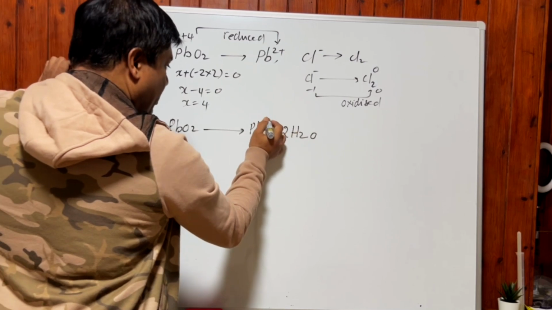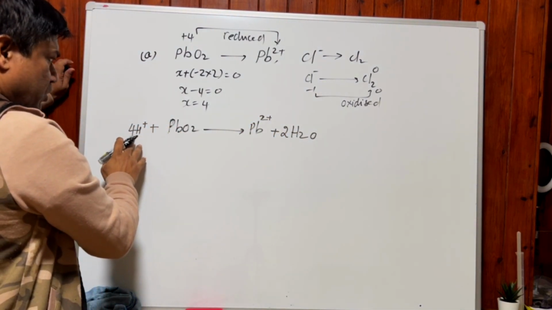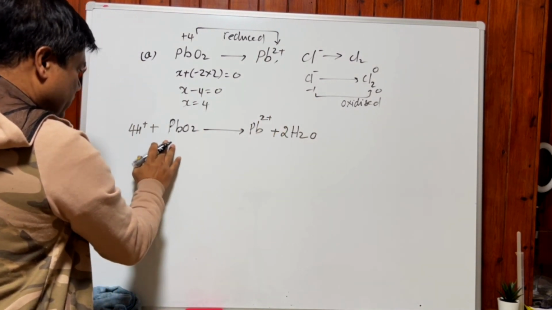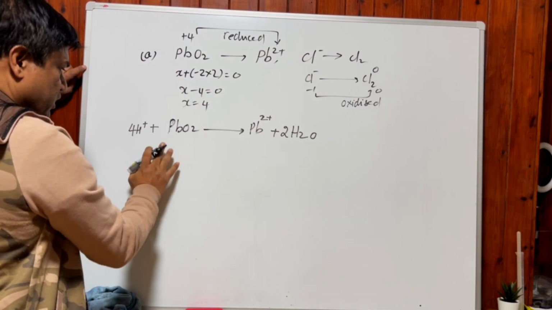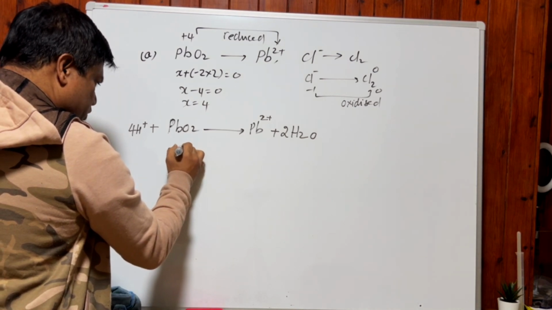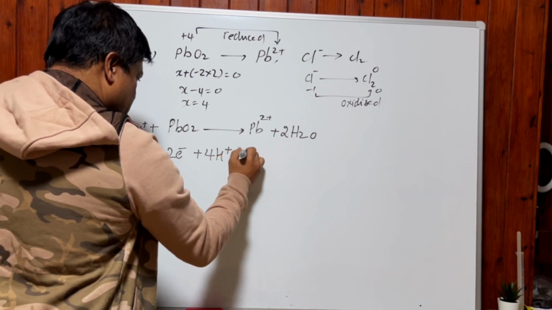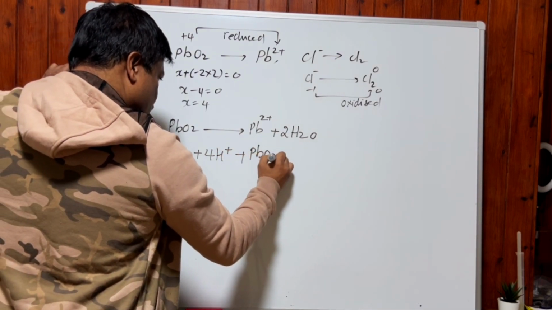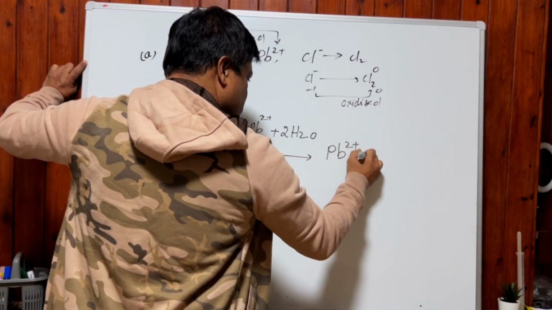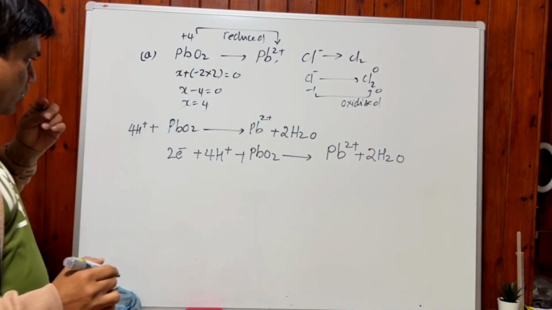Is there any, my bad, is there any 2 plus? Yeah, so 4 positive gives away 2 positive. So how many positive left on this side, guys? 2 positive charge. So 2 positive charges are balanced by using 2 electron. 2 electron plus 4 hydrogen plus PbO2 gives Pb2 plus 2H2O. Let's check everything is balanced or not.